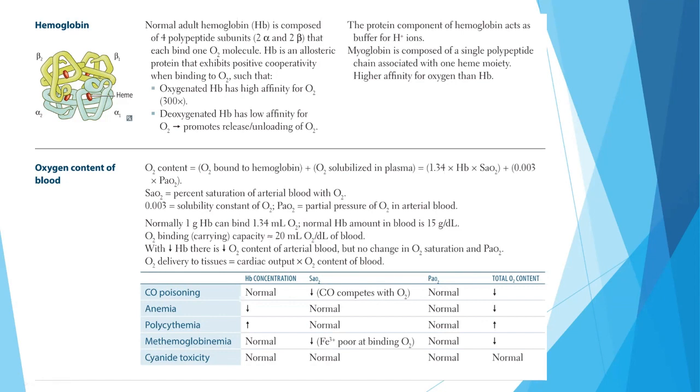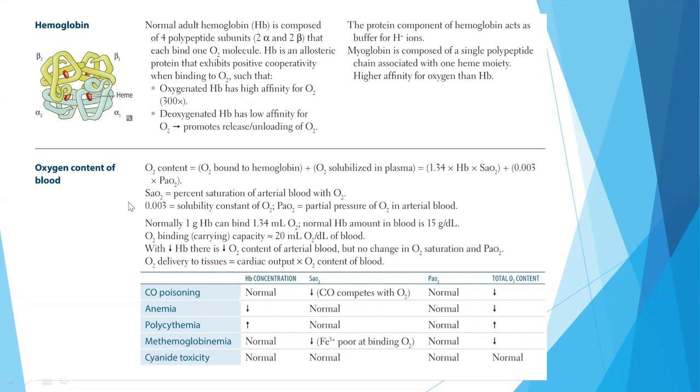So hemoglobin is an allosteric protein that exhibits positive cooperativity when binding to oxygen, such that oxygenated hemoglobin has high affinity for oxygen, that is 300 times, and deoxygenated hemoglobin has low affinity for oxygen, that promotes the release or unloading of oxygen. The protein component of hemoglobin acts as the buffer for H plus ions, and the myoglobin is composed of a single polypeptide chain associated with one heme moiety. So it has a higher affinity for oxygen than hemoglobin.